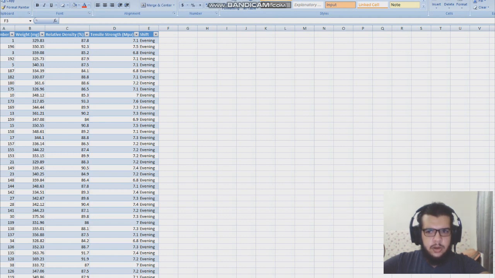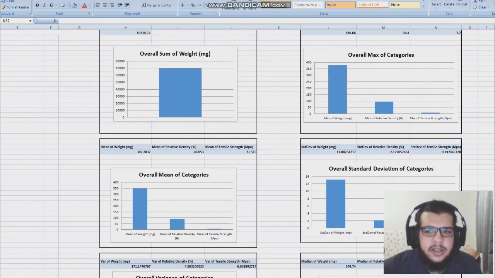The key points we are interested in are weight, relative density, tensile strength, and the shifts that the pill was produced on. By analyzing this data, we produce these set of graphs where we can compare other points of interest for our parameters. That includes the sum, the max, the minimum, the standard deviation, the variance, the mean, and lastly, the median. These graphs showcase the overall given data.